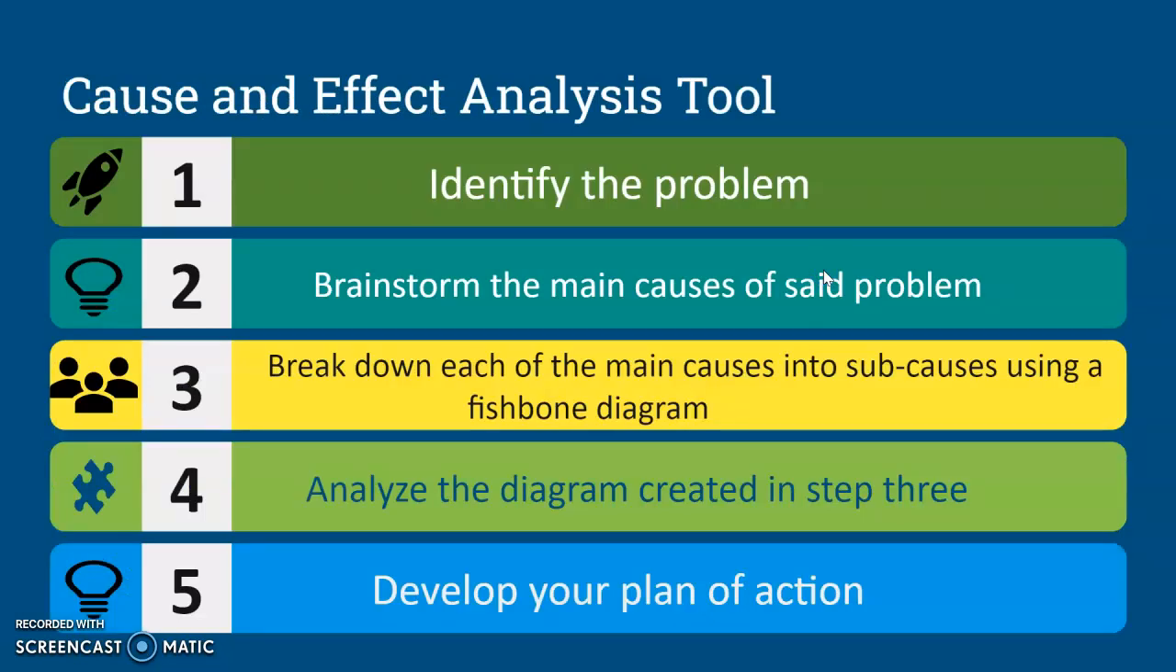And then there is a cause and effect analysis tool, which is 5 steps. First, we identify the problem. Then we brainstorm the main causes of the said problem. We then break down each of the main causes into sub-causes using a fishbone diagram, which you will see later on in this presentation. We then analyze the diagram created in step 3, and based off that diagram, we develop our plan of action.